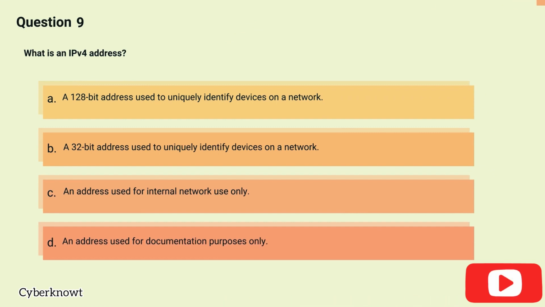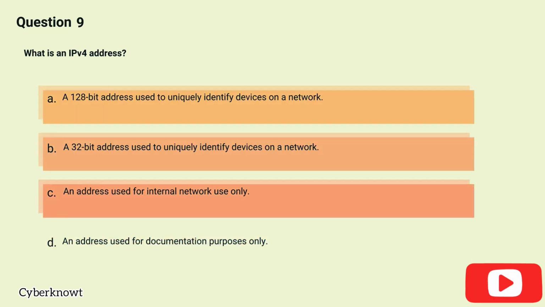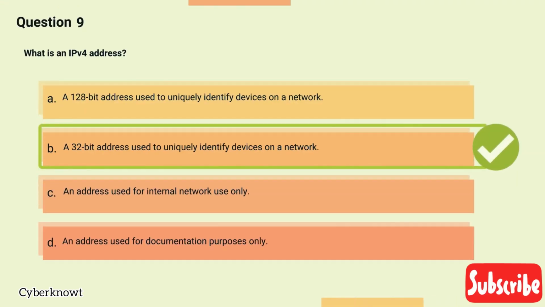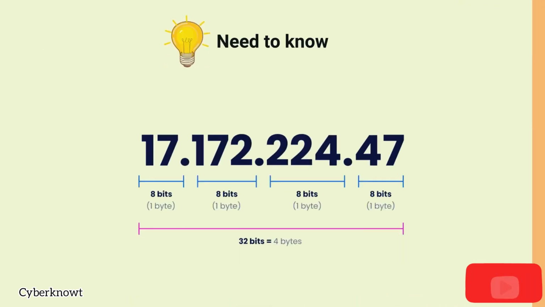Option A. A 128-bit address used to uniquely identify devices on a network. Option B. A 32-bit address used to uniquely identify devices on a network. Option C. An address used for internal network use only. Option D. An address used for documentation purposes only. The correct answer is Option B. A 32-bit address used to uniquely identify devices on a network. Explanation. IPv4 addresses are 32-bit addresses used to uniquely identify devices on a network.